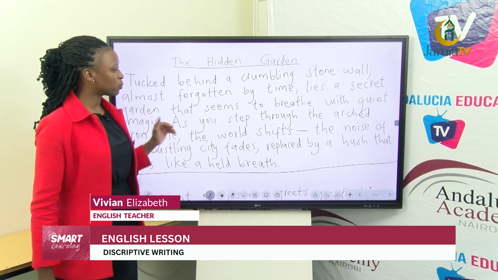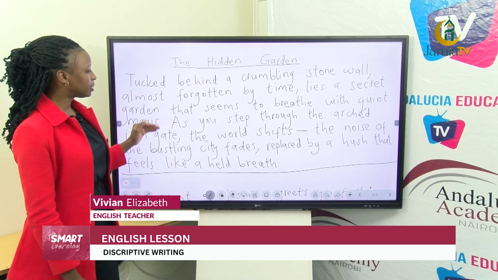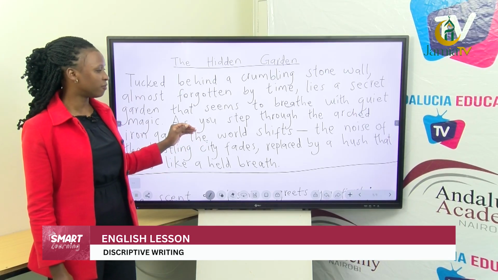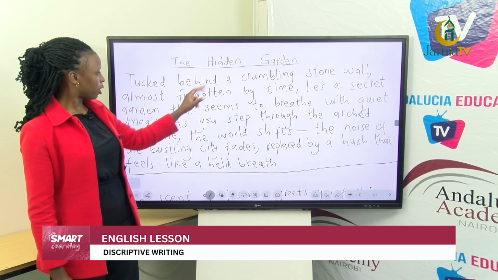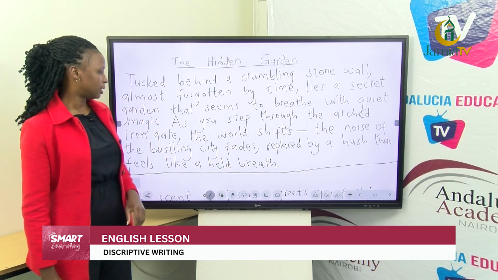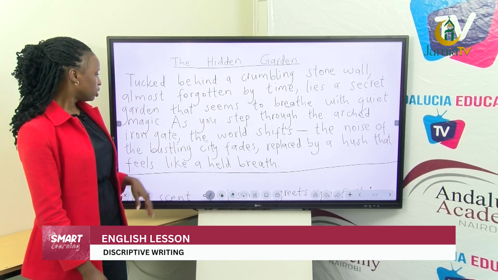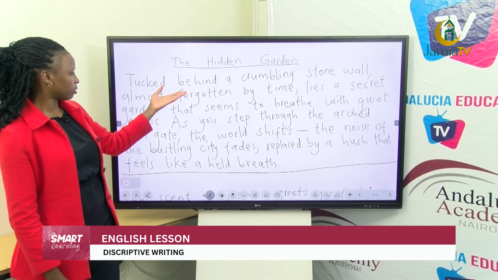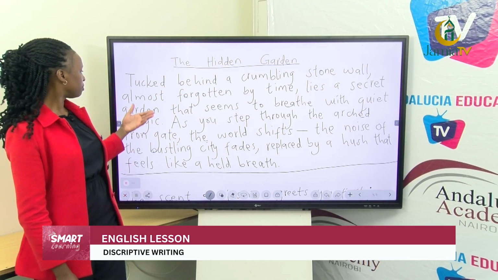So let's go through step by step and look at the paragraphs, the word choice, the sentence structures, the punctuation we have, so that at the end of the day you're able to understand how my garden looks. That is the hidden garden that I was able to describe here. So we will start with the first paragraph. So if you can read with me together.